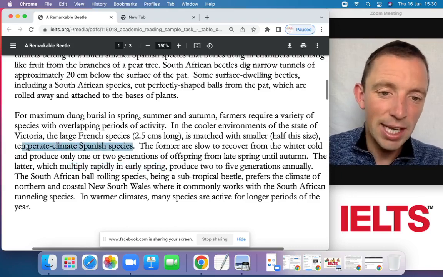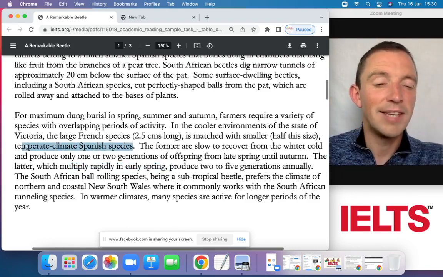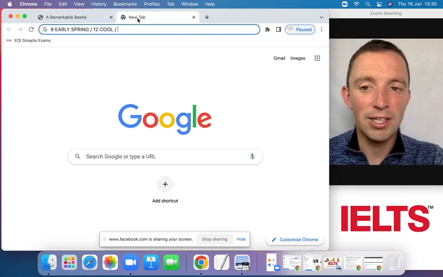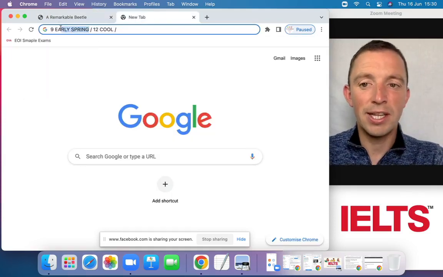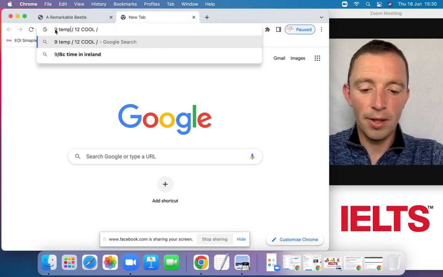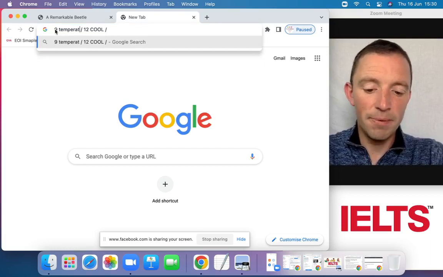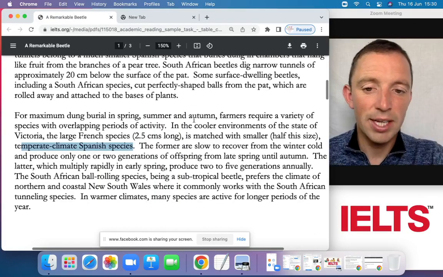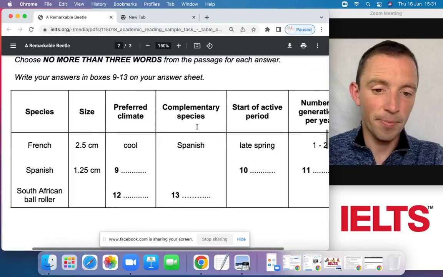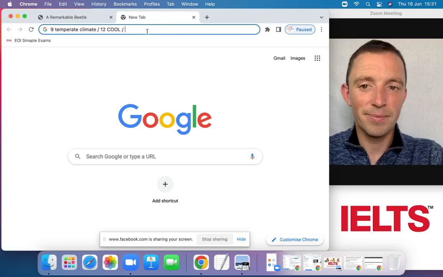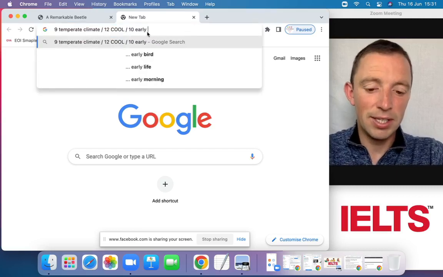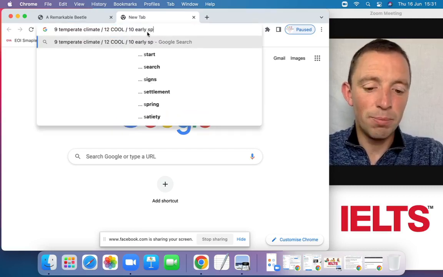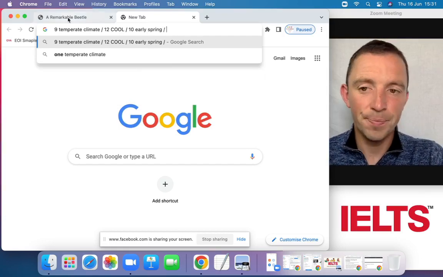In fact, I think this is the correct answer first, the temperate climate. So let's change my answer. The temperate climate, I think, is the correct answer for number 9. And then therefore early spring is probably the answer for number 10. Okay, that's my opinion. Because more active is when you produce the offspring.